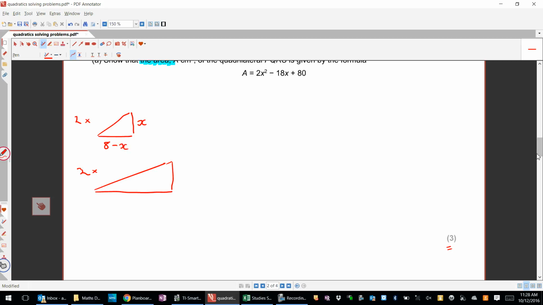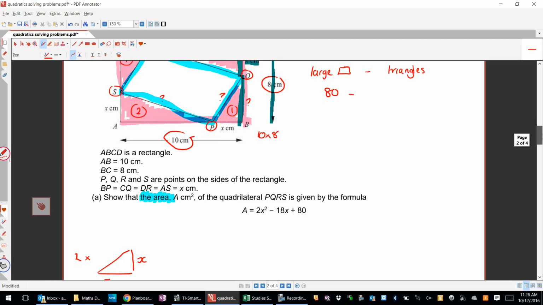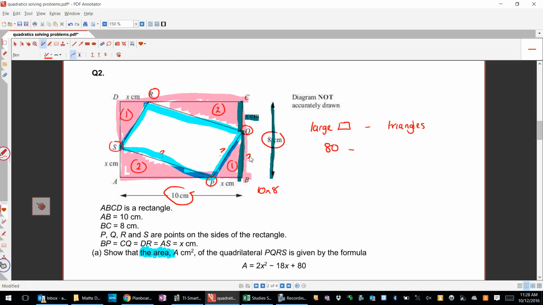No, everyone's okay with that? So that would be 8 minus x, because 8 minus x plus x makes the 8. What about the other one then? If that's x, this is 10, this one must be? So that's it. So 10 minus x. Be careful you get that the right way around, not x minus 10, because it does affect it.